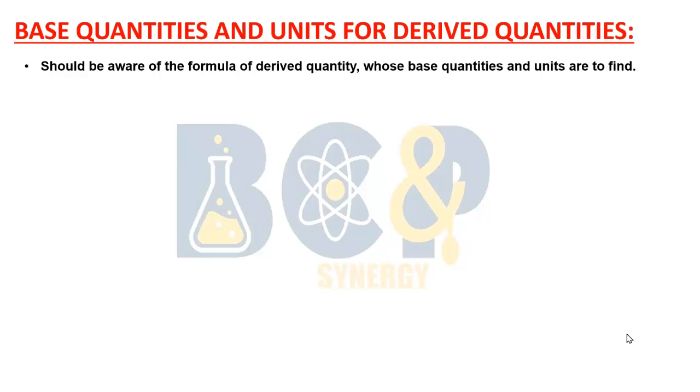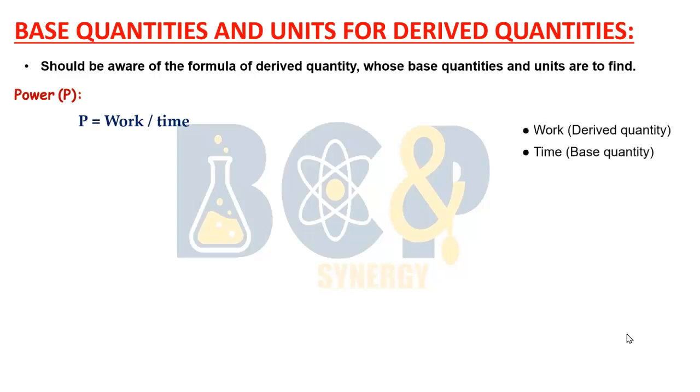This is not a lecture video, it's just a practice video in which we are going to determine the base quantities and units of different derived physical quantities. Number 1 is power. Now, if I want to determine its base quantities and then its base units, I should be familiar with the formula of power, which is work done divided by time taken. Here, work is a derived quantity while time is a base quantity.